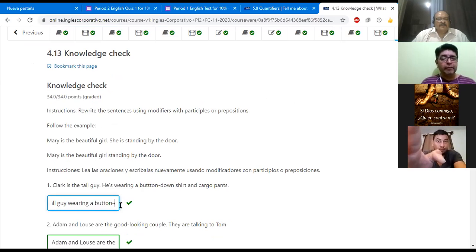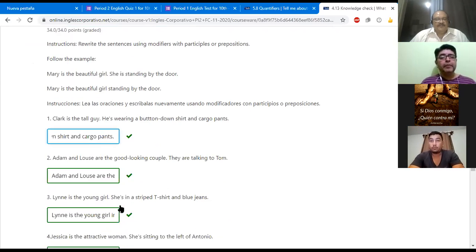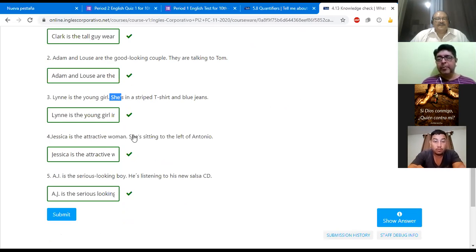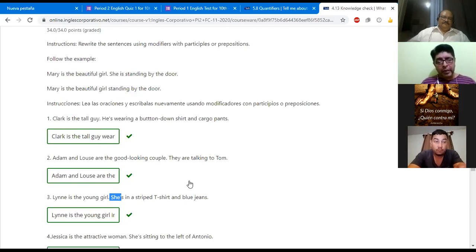Okay. You only have to omit the first, the subject, and the verb, and the period. Okay. Len is the young girl in a striped t-shirt and blue jeans. Okay, teacher. Thank you. No problem. Same here. She's sitting. AJ is a serious looking boy listening to his new salsa CD. Okay, teacher. Thank you. All right.